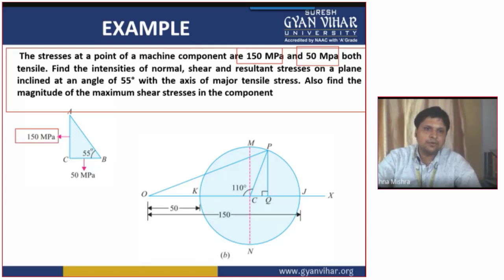So what we will do, we will draw a small triangle like this way. And in two directions, we will show the values 50 and 150. Directions are outwards. Why? Because the force is tensile. And now we have to calculate the normal stress, shear stress, and resultant stress on a plane at an angle of 55 degrees. So the angle of the plane is given to you as 55. What you have to do, you have to find the maximum shear stress plane.